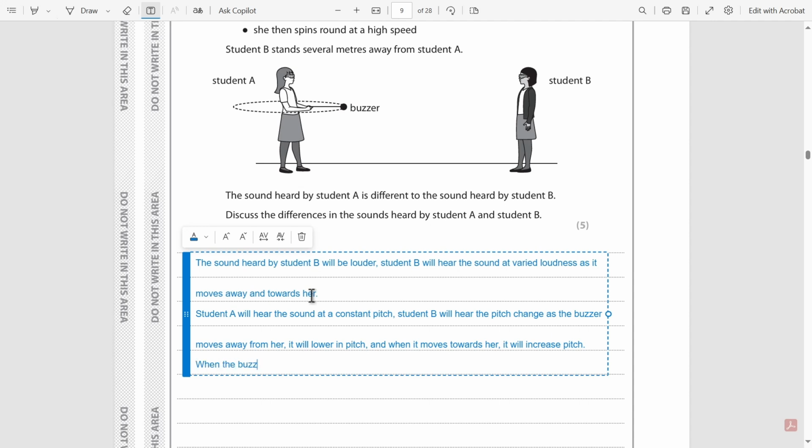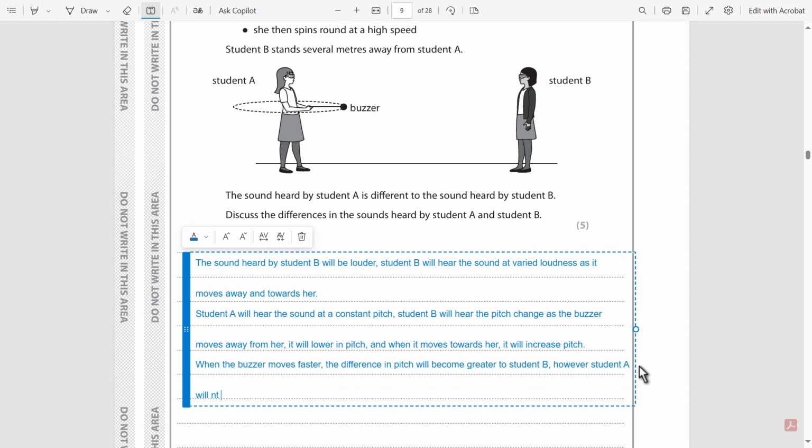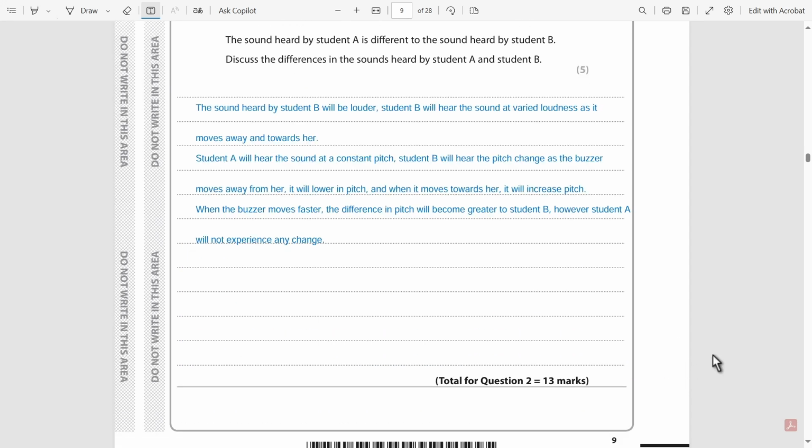When the buzzer moves faster, the difference in pitch will become greater to student B. However, student A will not experience any change. Okay, that's a perfect answer, guys.